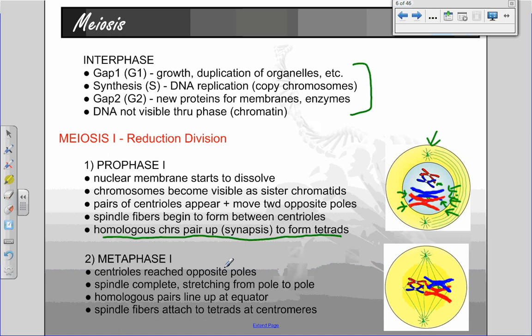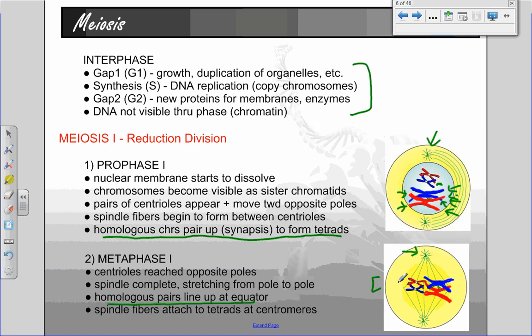In metaphase, just like in mitosis, the centrioles are now at opposite poles. The spindle's complete. The spindle fibers attached to centromeres. But in this case, the homologous pairs line up at the equator. So the mother-father copies line up, and it's very random. This is another source of variation. You could have all the father copies on one side and all the mother copies on the other, or you can have the opposite.